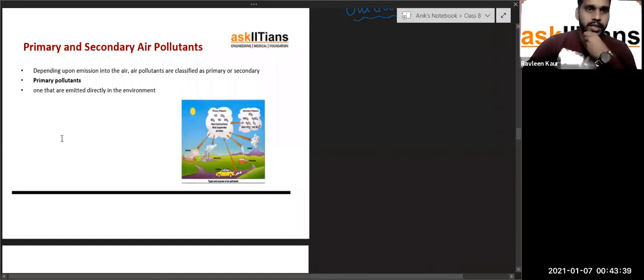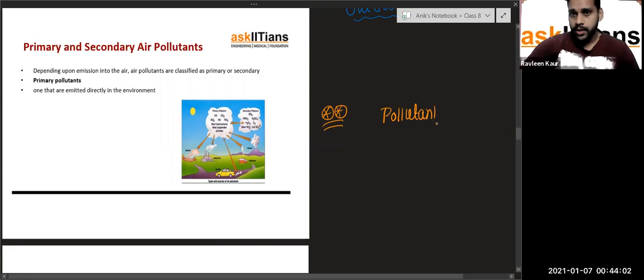Now, moving on to the next part. Here we are going to learn about how our air is actually getting polluted. What is the actual way through which it is getting polluted? There are two different types of pollutants, okay? One is primary pollutants, and another one is secondary air pollutants, okay?